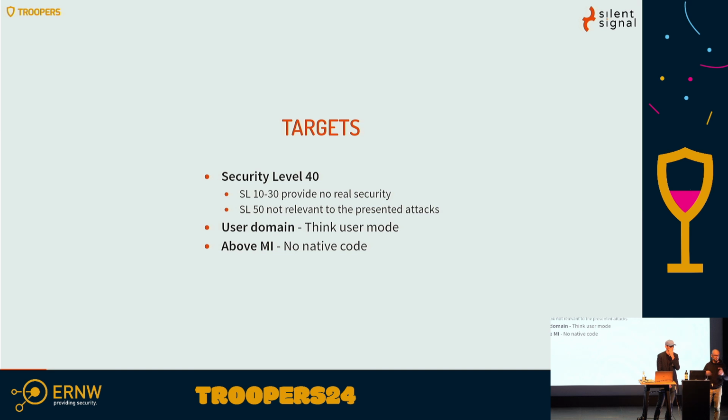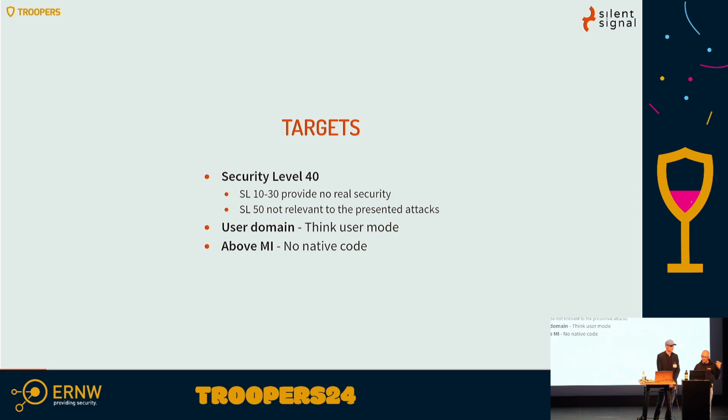First of all, what are our targets? IBM can run on different security levels. We are targeting now security level 40, which is the first security level that provides any meaningful security in the modern sense. Processes are isolated, users need a password to log in, etc. There is also a higher security level, the last one, security level 50, but the exploits that we will show also work on that. So it doesn't really matter.